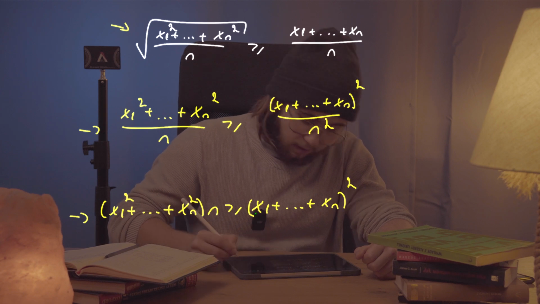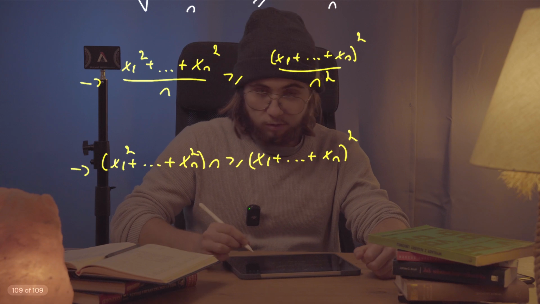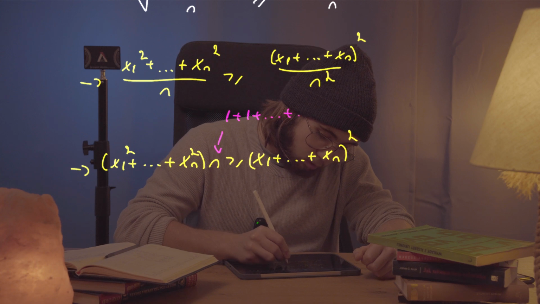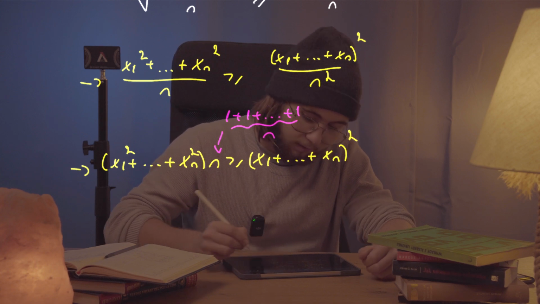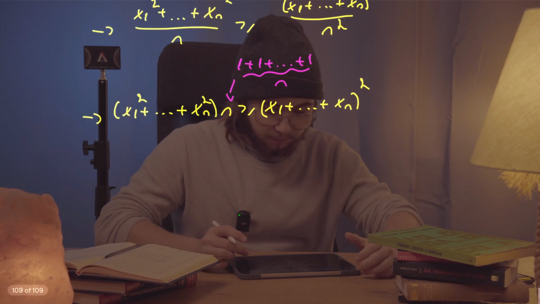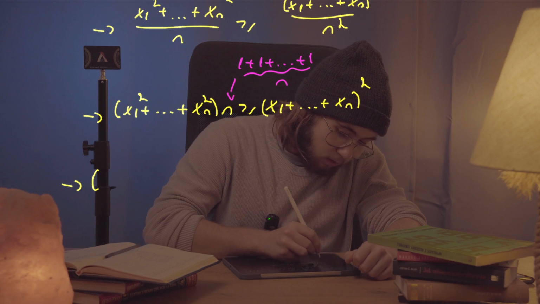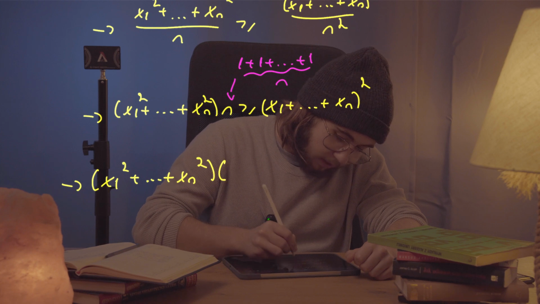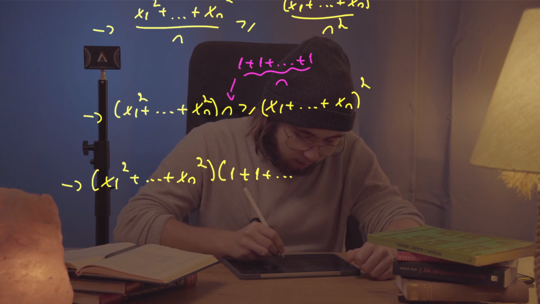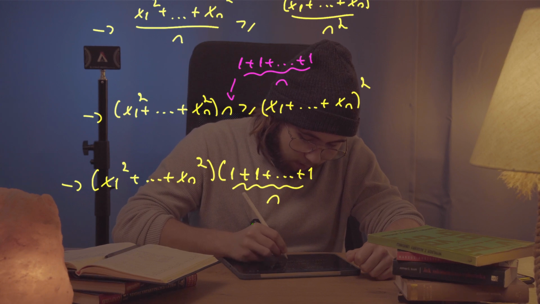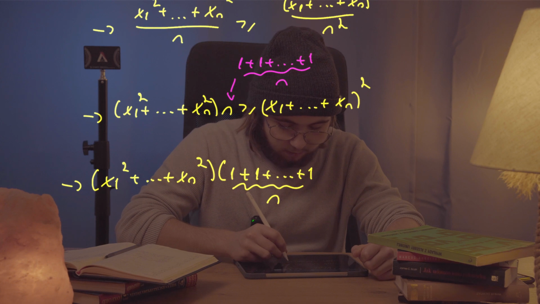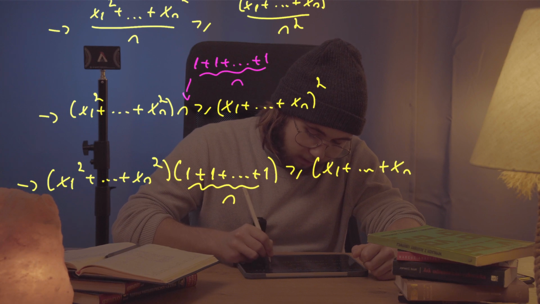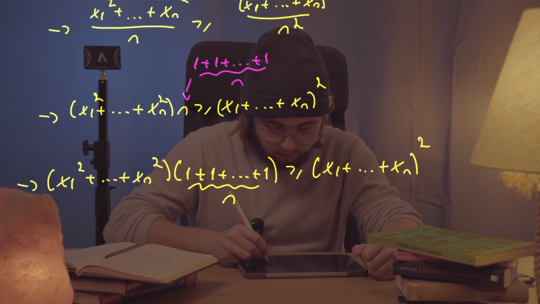But now I would like to use the same trick we used before and rewrite this n right over here as 1 plus 1 all the way up to the nth one, so we have a 1 appearing n times in this sum. And so after doing that, our inequality is going to look like this: x1 squared up to xn squared is going to be multiplied by 1 plus all the way up to the last one, with this 1 appearing n times here, and this entire product is going to be greater than or equal to x1 up to xn, all squared.